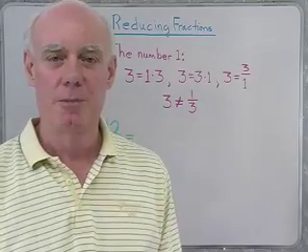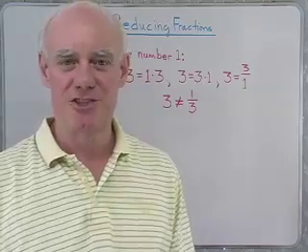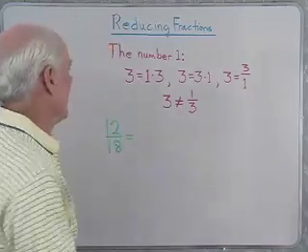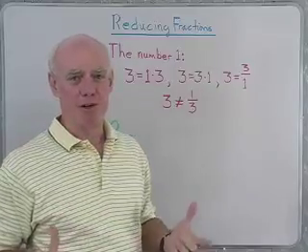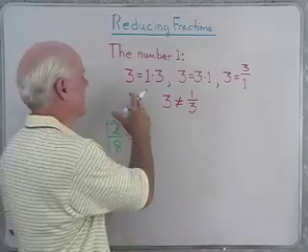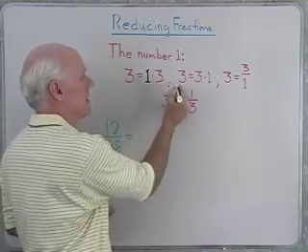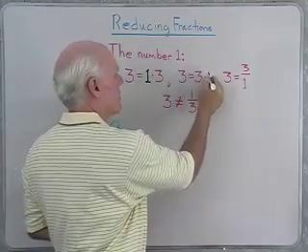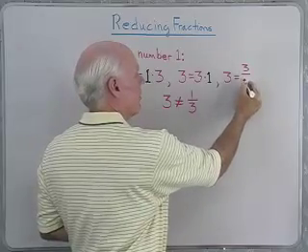We want to review the operations that we can do with fractions, and let's start with reducing fractions to lowest terms. So the first thing to notice is that the number 1 is very important in working with fractions. I can write the number 3 if I want to as 1 times 3. I can write the number 3 as 3 times 1. I can write the number 3 as 3 over 1.